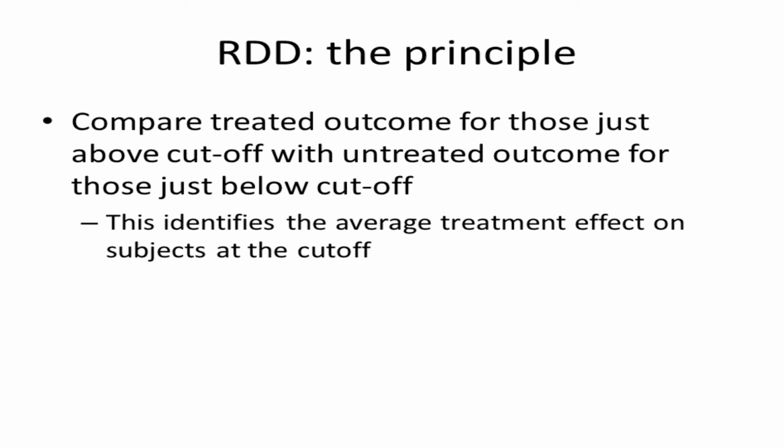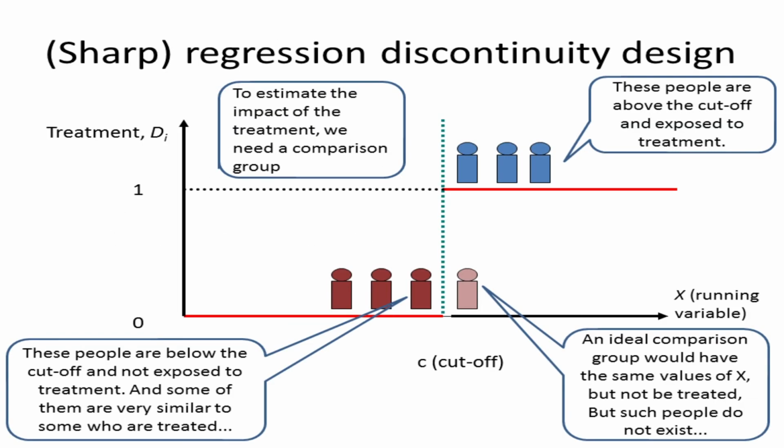But there is a catch. All you're doing there is estimating the average impact of the treatment, but only for a very select group of people. You're only really estimating it for the people who are very, very close to the cutoff. Go back to the graph. I said that this red person is very similar to this blue person, but he's not very similar to this blue person, and it's certainly nothing like the blue person up here that I haven't drawn.